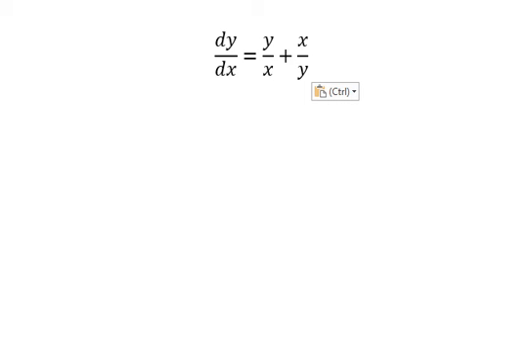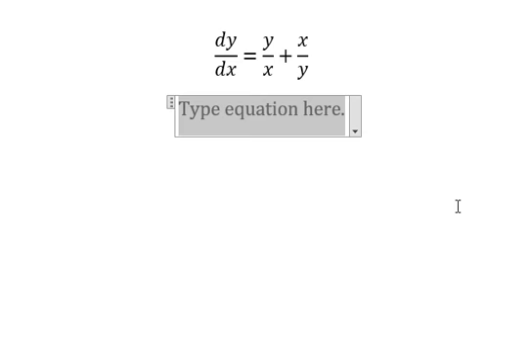Hello everybody, so today I will talk about calculus. The topic today is about differential equations. So now I will show you how to answer. This is about homogeneous. So now I will show you.